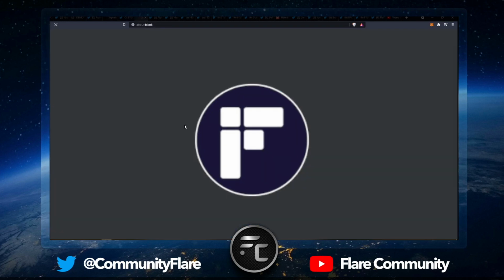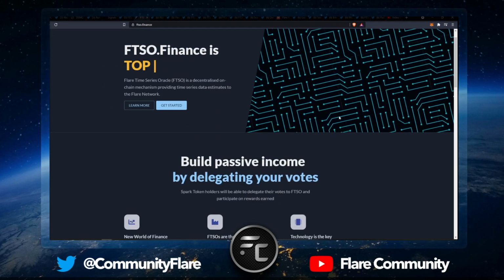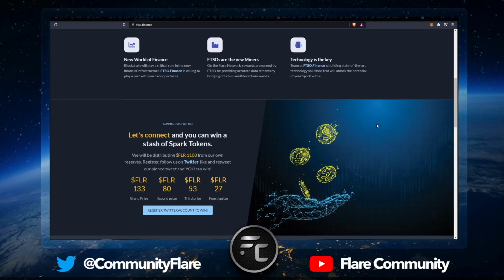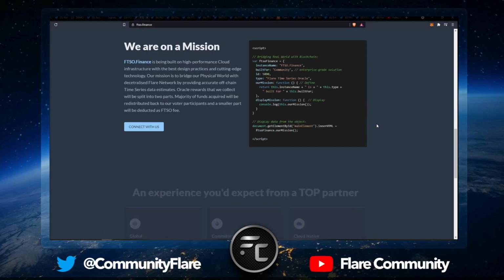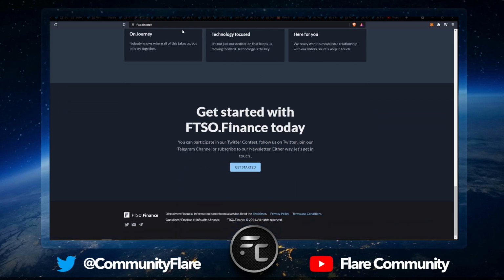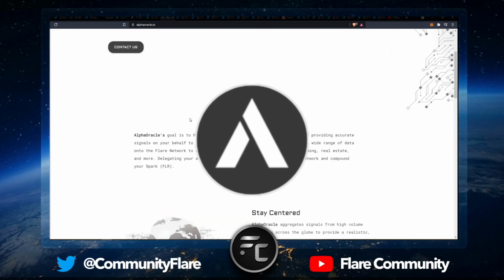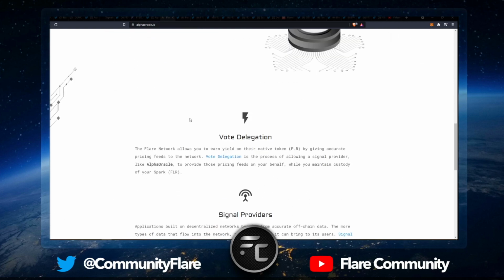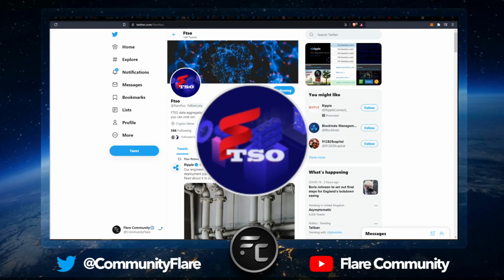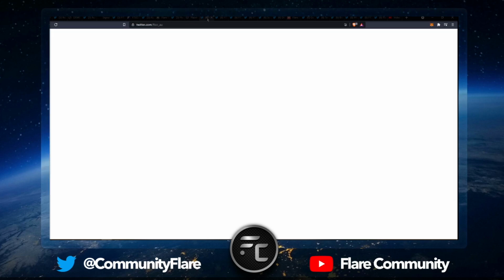Now, we also have FTSO.finance, and they have a very nice website too. They do not currently have any public signals, but I imagine this is something which they will be working on and introducing to us in the near future. We have Alpha Oracle, who also have a great looking site. Here we have FlareFTSO.com. Very basic site at the minute, but they have actually shown public price feeds.